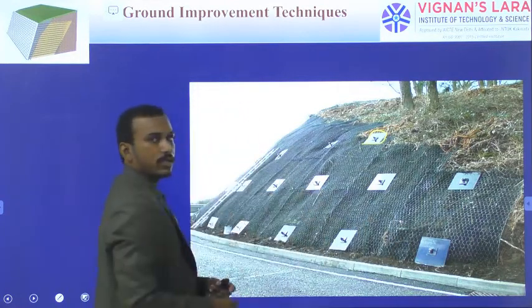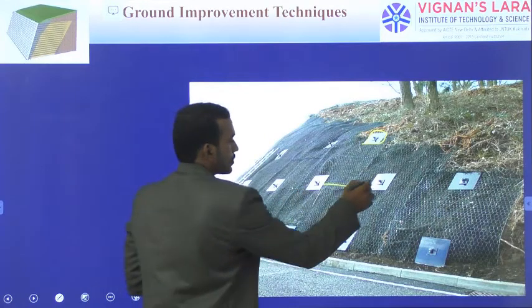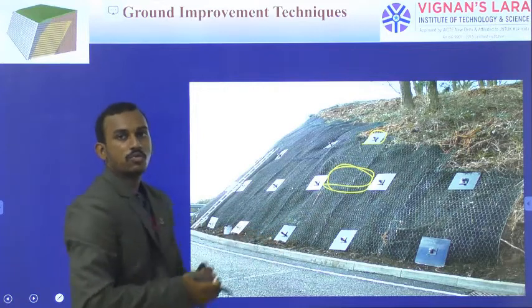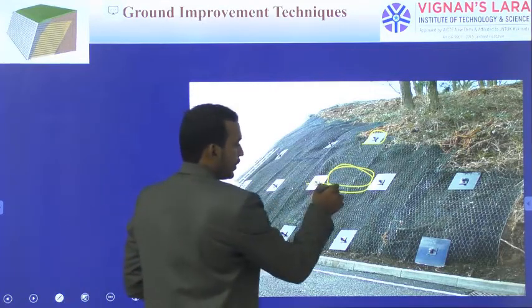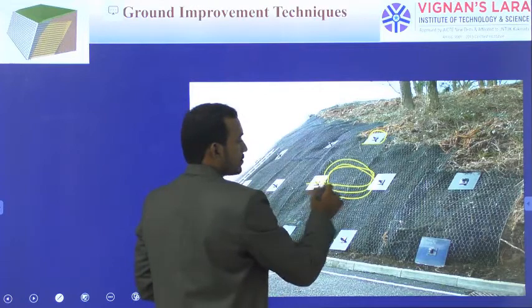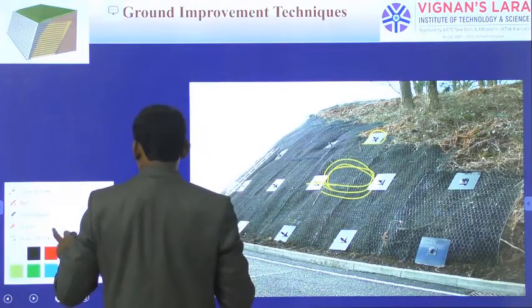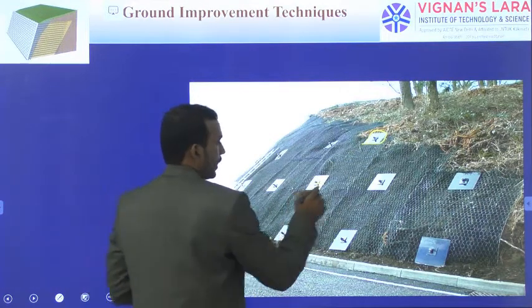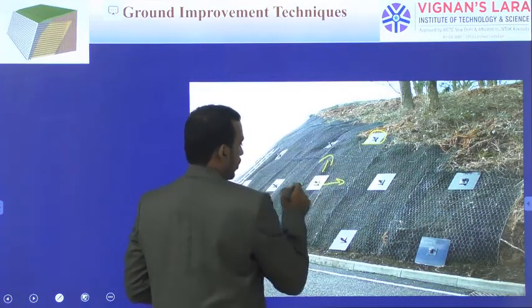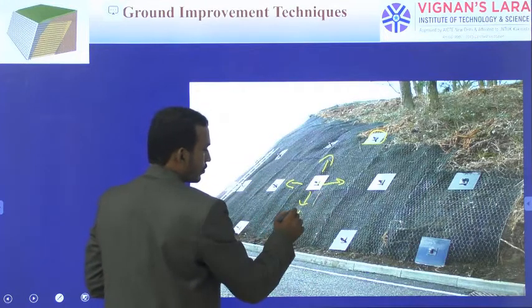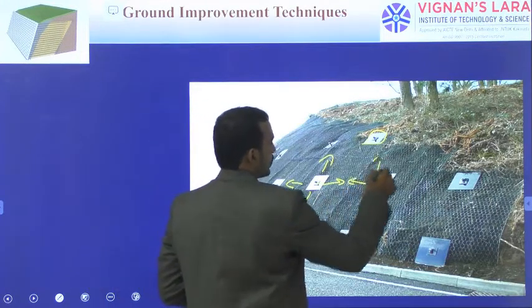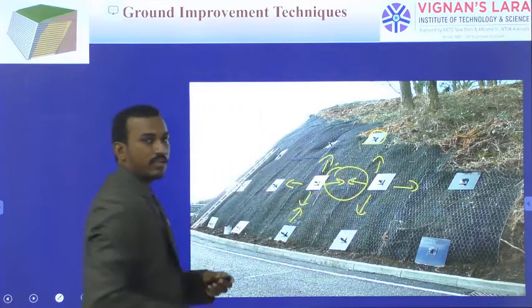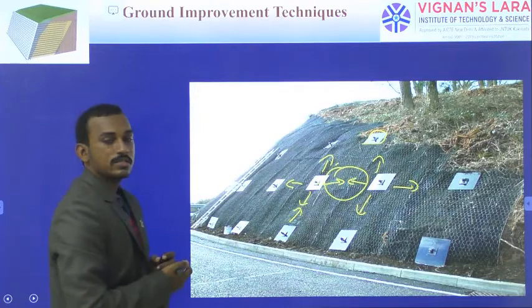If you insert them into the ground, what will happen? The soil is getting densified. That means the soil particles are coming close to each other. Why? If you insert it, the nail is trying to push the soil in all directions, right? Because of this, the soil is getting pushed. Like this, the soil is coming close to each other, forming a densified material. So that is the principle of soil layering.